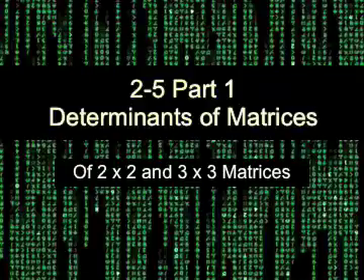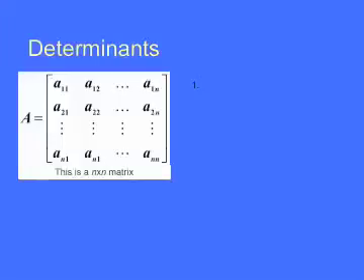2-5 Part 1, Determinants of Matrices. Here we have the matrix A. It is a square matrix, size n by n.